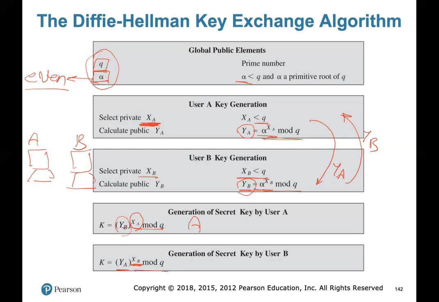And the interesting part is this: YB to the power of XA, which is calculated at the Alice side, equals YA to the power of XB, which is calculated at Bob's side. And this is going to be the key that they agree upon and will be using hereafter.